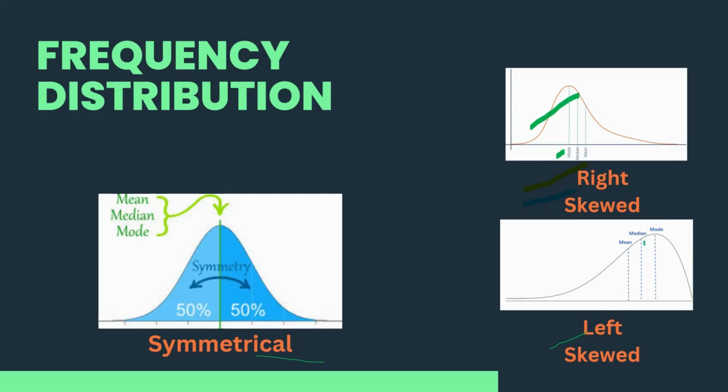And this is your left skewed data, the same as right skewed but in the opposite direction, moving away from its origin. And symmetrical is this, where your mean, median and mode are equal at the center. 50% of the data is distributed to your left and 50% to your right, and this point is your mean, median and mode.